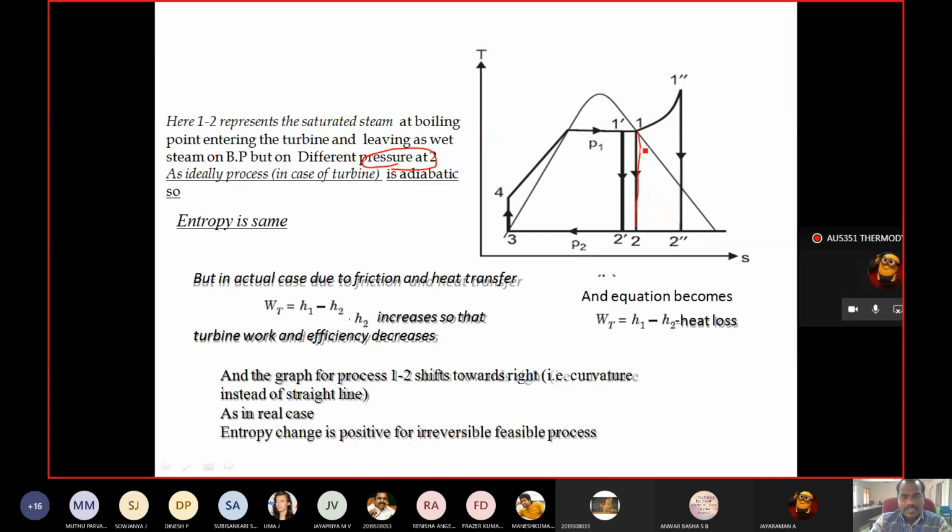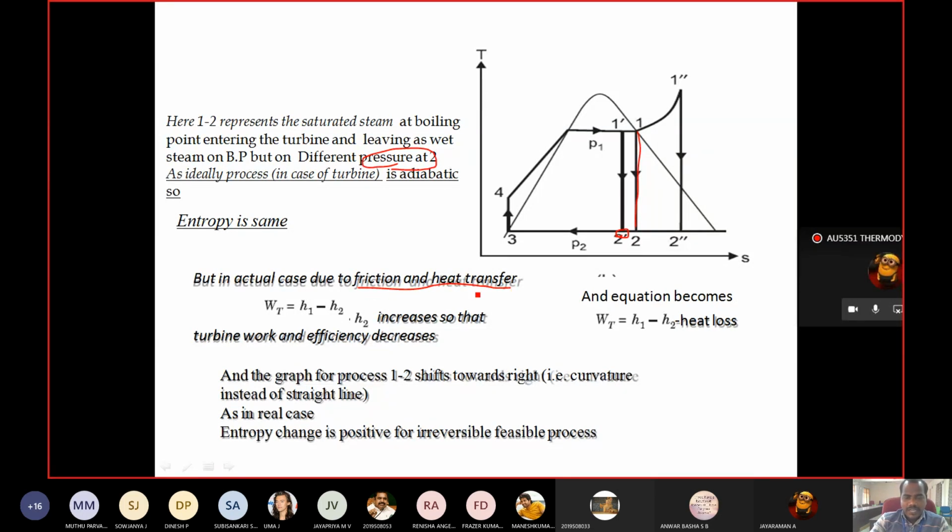The entropy is the same, but in the actual case, due to friction and heat transfer, there are two possible factors involved in this state 2. So in the turbine, there may be friction and there may be heat transfer, so we have to consider that, right?